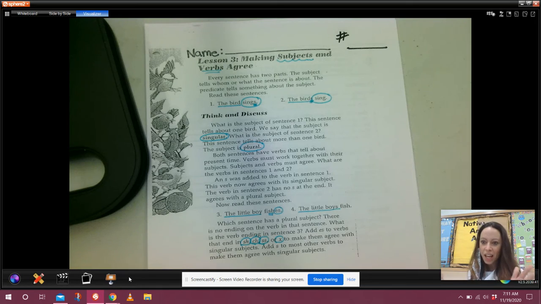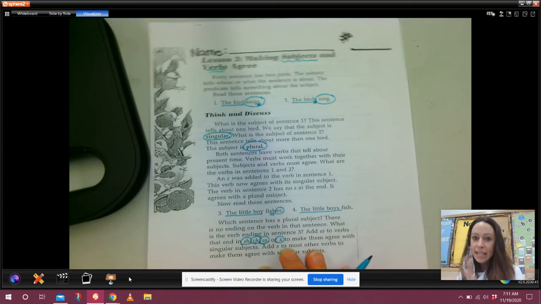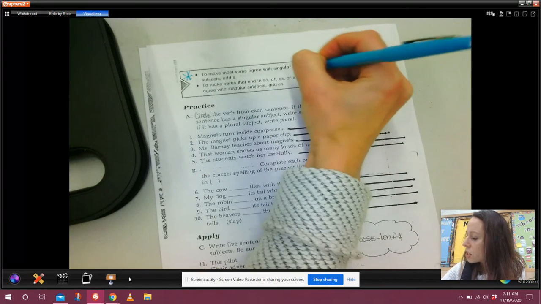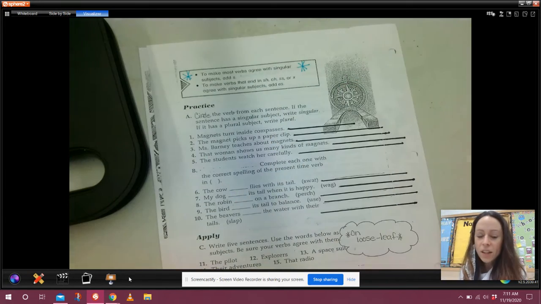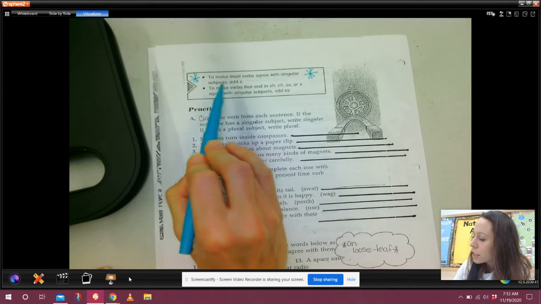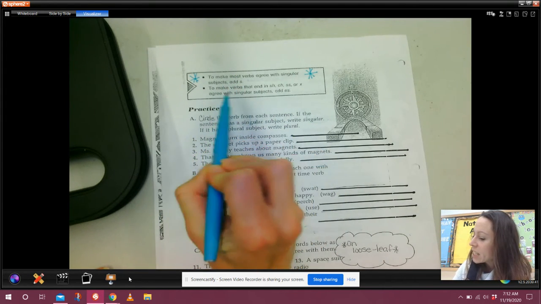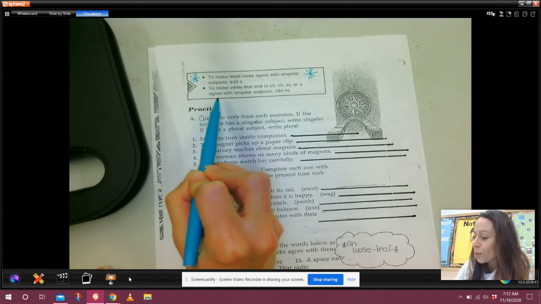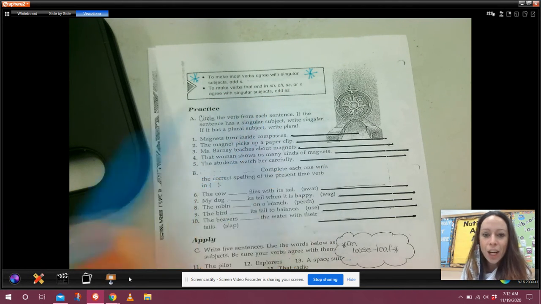So that was kind of a lot of information. Now let's see if we can practice. So go ahead and flip your paper over. And kiddos, up here I want you to do a couple little stars because that is our important information box. To make most verbs agree with singular subjects, just add an S. To make verbs that end in SH, CH, SS, or X agree with singular subjects, add our ES.